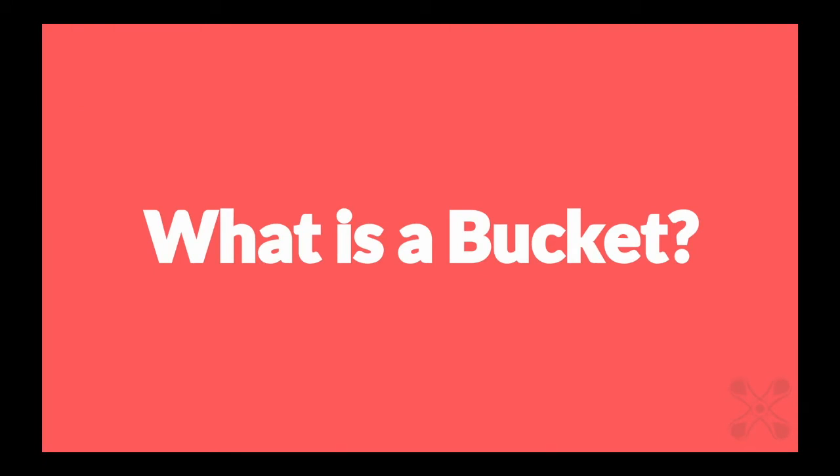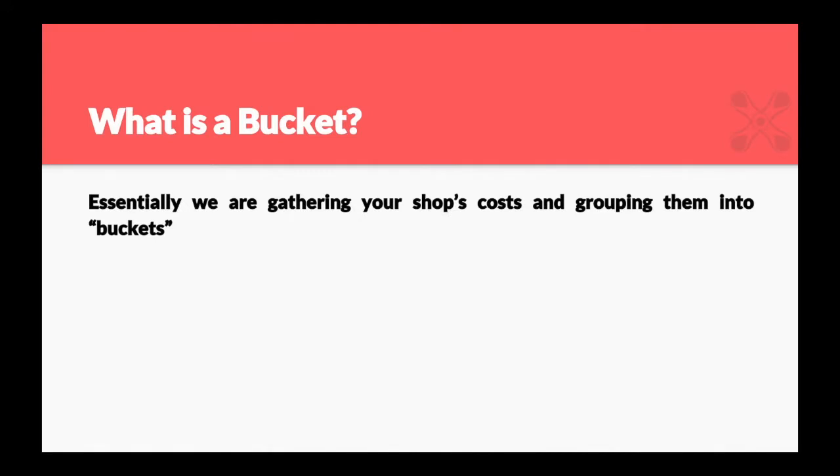First off, what is a bucket? It's not the metal thing in your shop. Essentially, we're gathering all of your shop's costs and grouping them into buckets. So it's really like a group. For this discussion, we're going to look at those 4 main things: overhead, consumables, labor, and energy.